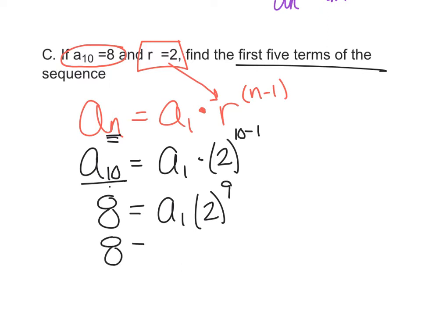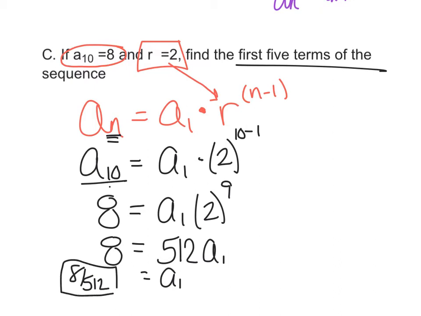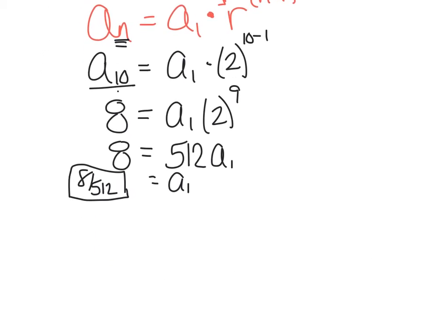So I get 8 equals 2 to the 9th, which is 512, times a sub 1. And then obviously I'll divide that over to solve for a sub 1. A sub 1 equals 8 divided by 512. Now obviously you could write that as a fraction or a decimal. Clearly it's going to be a long decimal, so it's probably just easier to leave as a fraction. So now once I know the first term, I need the first 5. And let me start by rewriting this first term, 8 over 512.